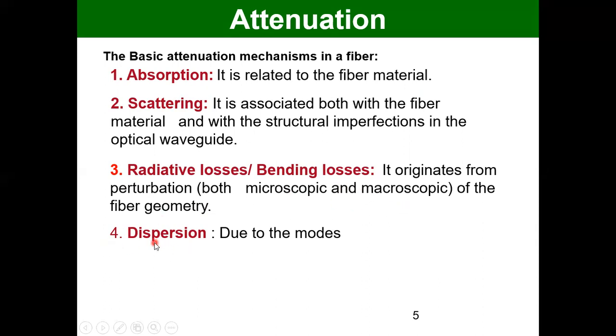And then the last one, this is not under attenuation, this is a separate loss, that is dispersion. It is due to the modes. In the fiber, we have a number of modes traveling. If you remember, I had discussed why we went for graded index fiber. There were multiple modes propagating in the fiber. So some modes used to travel slow, some modes used to travel faster. They are not reaching the receiver at the same time. So that causes modal dispersion, or the scattering of pulse.